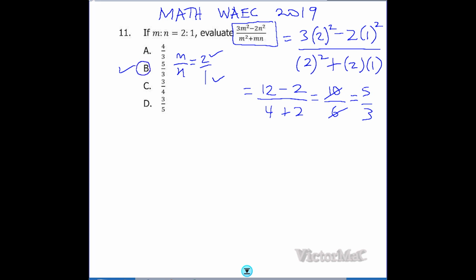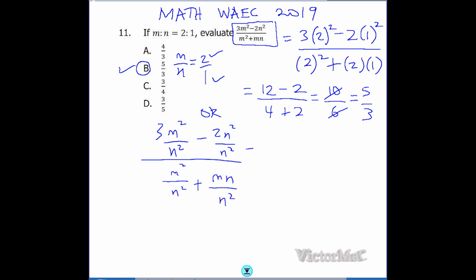But if you don't want to use this method, we can divide all the terms by n squared, as I've said. So we have this other method: 3m squared over n squared minus 2n squared over n squared, over m squared over n squared plus mn over n squared. The first one is by factorization of power. This will cancel this, and we have minus 2. Also factorizing the power, common power of 2 for the numerator and denominator. This n cancels one of the n here, so we are going to have plus m over n.